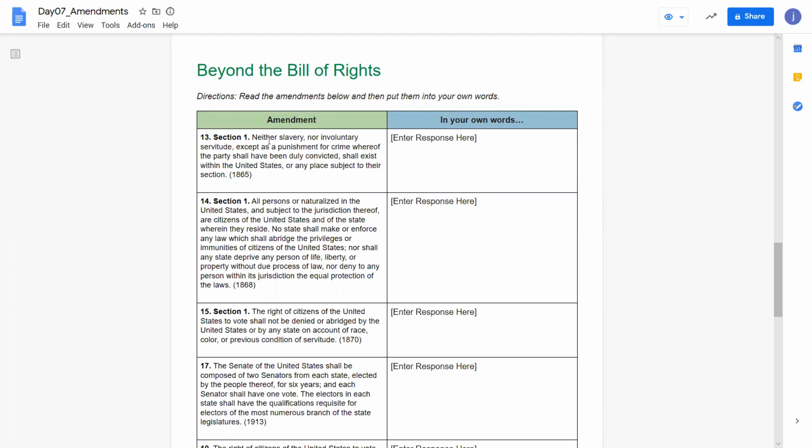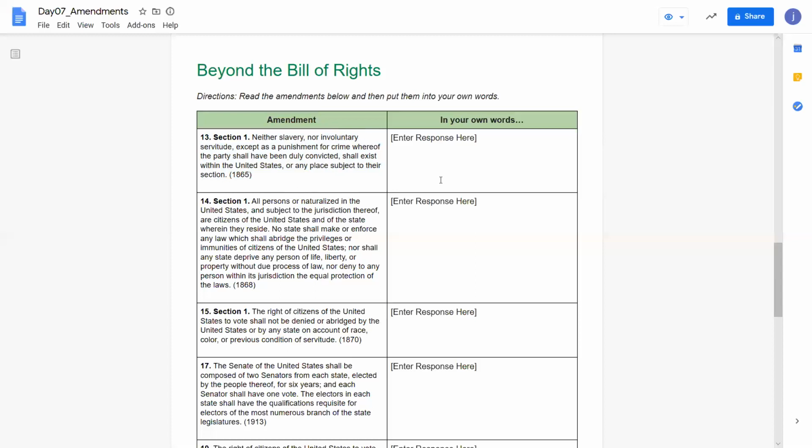So Amendment 13, Section 1 says, neither slavery nor involuntary servitude, except as a punishment for crime whereof the party shall have been duly convicted, shall exist within the United States or any place subject to their jurisdiction. So here it's saying neither slavery nor involuntary servitude, and pay attention to the commas. We're going to skip this exception part for now. Neither slavery nor involuntary servitude shall exist within the United States. So slavery and involuntary servitude, they shall not exist in the United States.